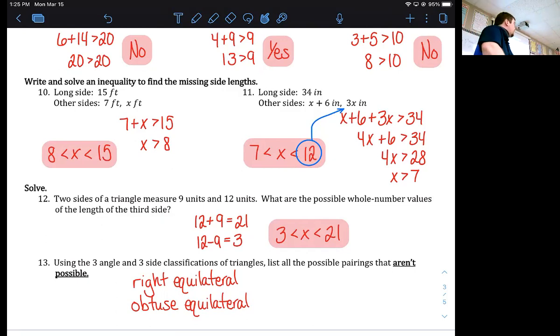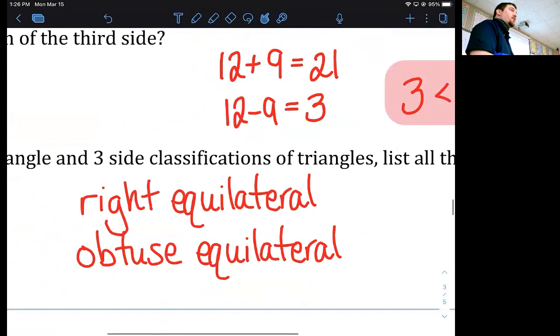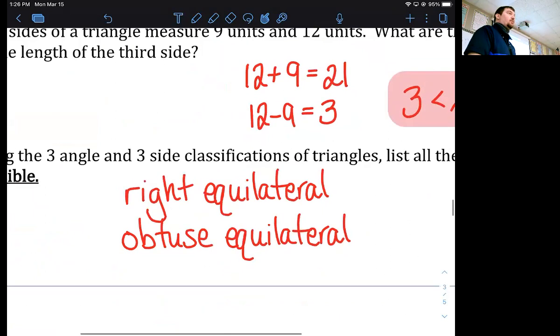Yeah. What's up, Cooper? The next one, are those the only two that it could be? These are the only two that it can't be. There's no such thing as a right equilateral triangle, and there's no such thing as an obtuse equilateral triangle, because if it's equilateral, it's also equiangular. Like, can't there be a not equiangular scalene and an equiangular isosceles?